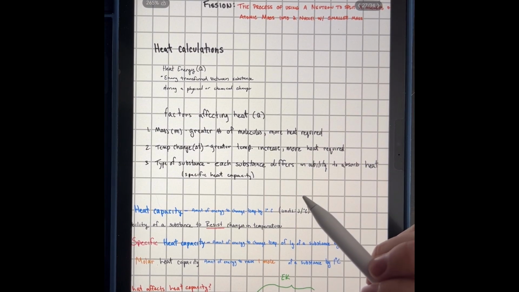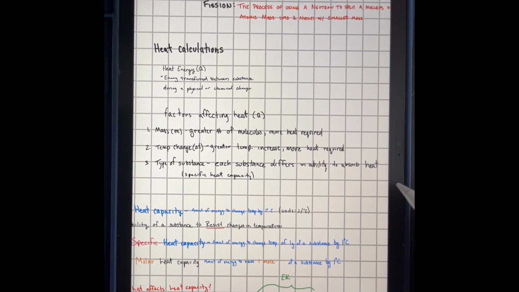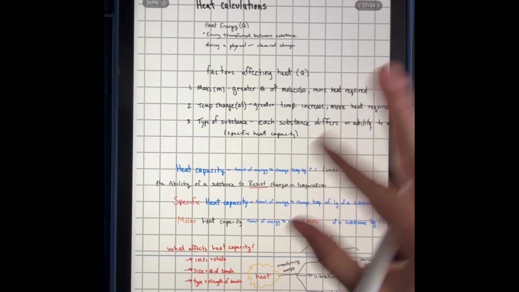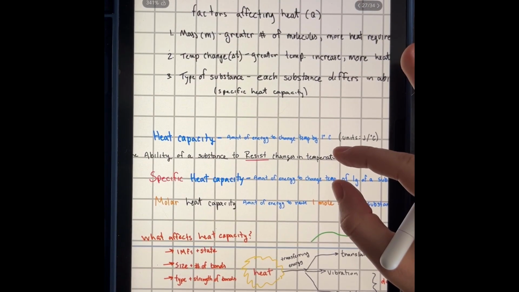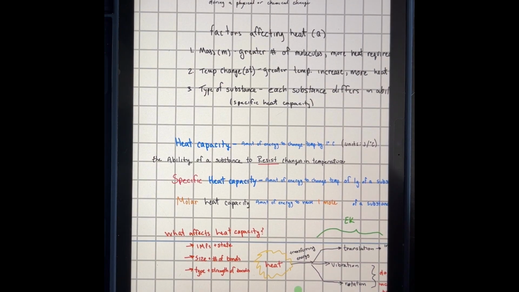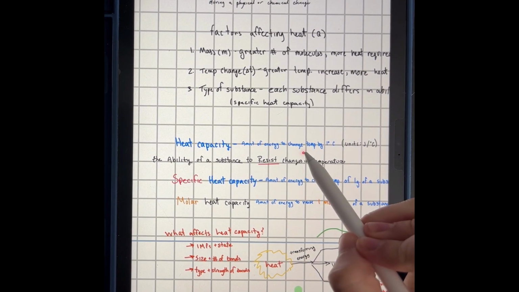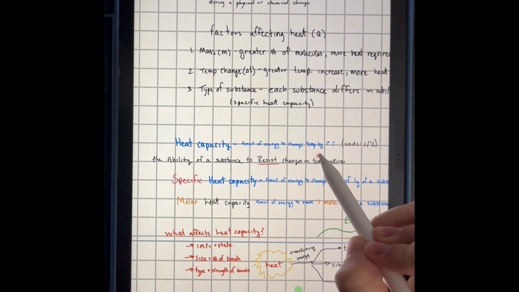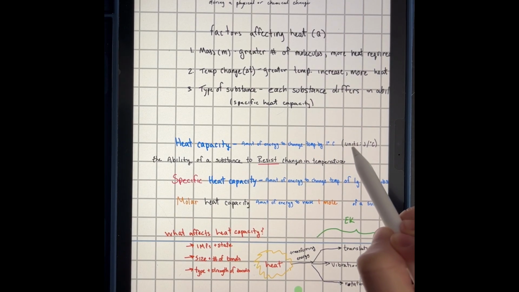Then we have the type of substance. Each substance differs in ability to absorb heat. This is known as specific heat capacity, which is what I'll get into here. It's the ability of a substance to resist changes in temperature. The actual definition of heat capacity is the amount of energy required to change the temperature of 1 gram of a substance by 1 degree Celsius.